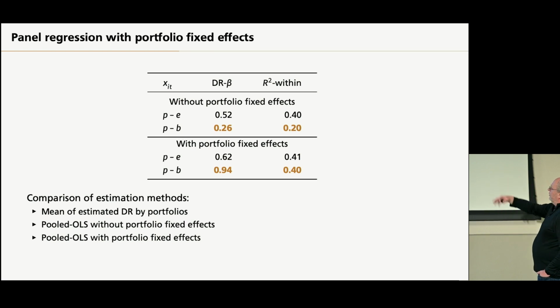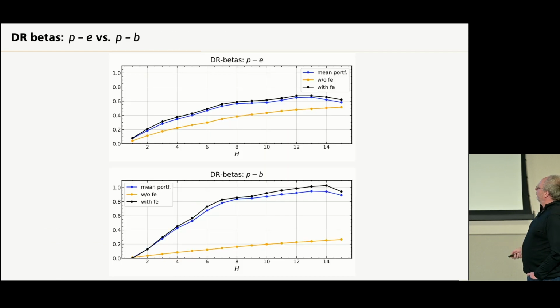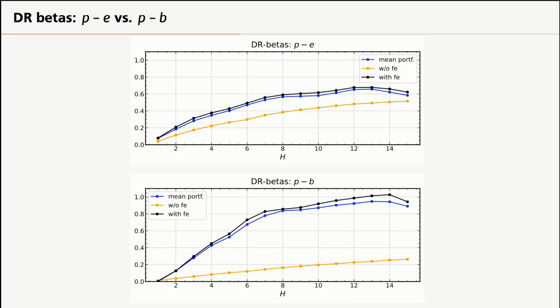You can also do this in the context of pooled regression. If you include portfolio fixed effects, what you recover is a much larger price-to-book discount rate beta compared to the price-to-earnings ratio, right? And if you compare these estimates from the portfolio fixed effects, you see they match up very nicely with the pure time series regressions. So here, what I find intriguing is that we get this disconnect between the cross-section and the time series, right? The roles of discount rates and cash flows look very different.